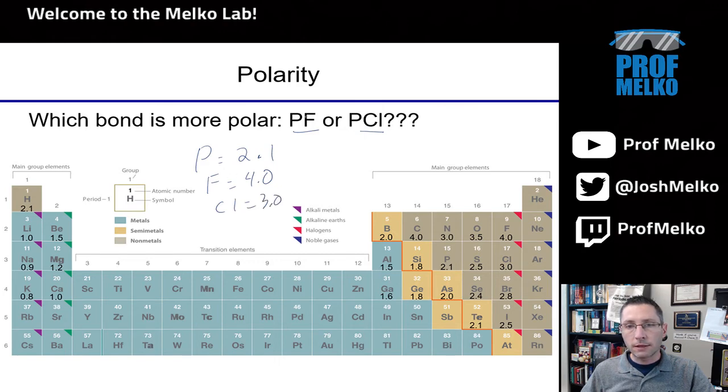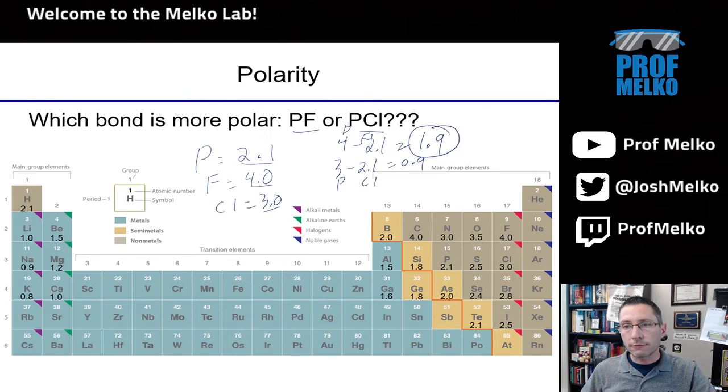So clearly, PF and PCl are both polar bonds because phosphorus is less than each of these numbers. So both fluorine and chlorine are going to hog the electrons in that bond from phosphorus. So both are polar. Which one's more polar? Well, it depends on the difference of these numbers. 4 minus 2.1 is 1.9. That is larger than 3 minus 2.1, which is 0.9 for chlorine and phosphorus versus phosphorus and fluorine.